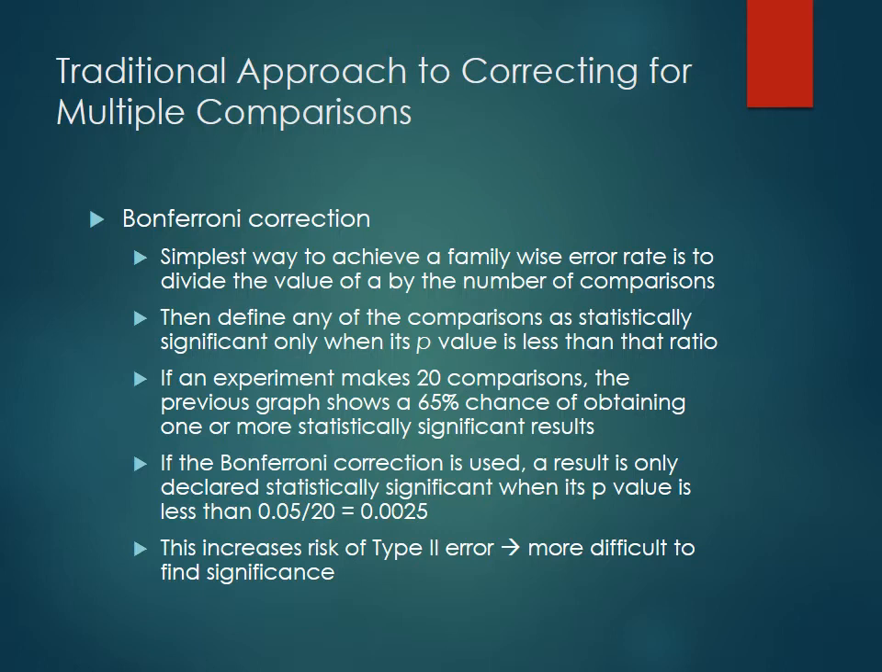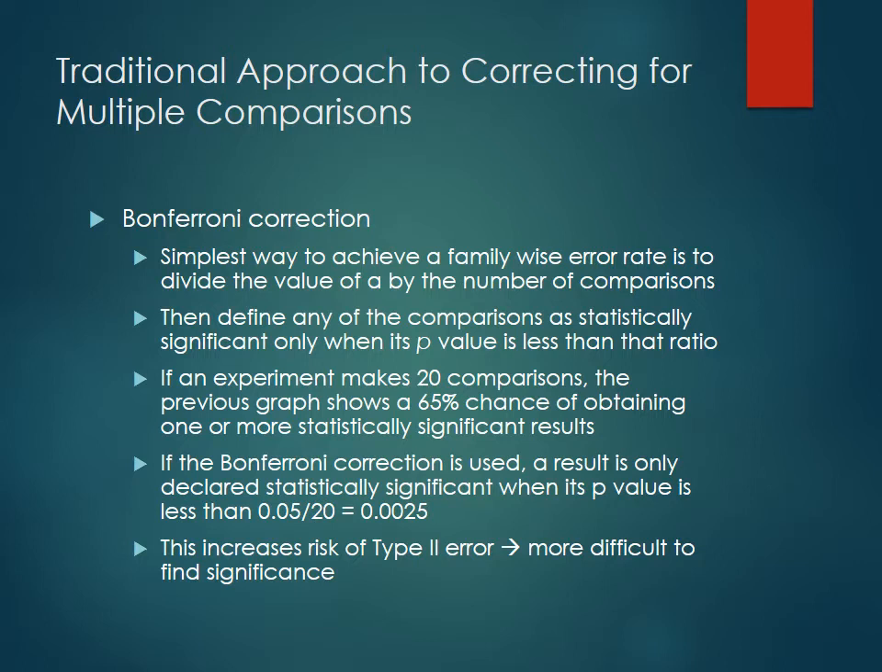And so that way you now have a new alpha level for each of those comparisons to achieve. So for instance, if you were to do 20 different comparisons for your study, and again, if you were to look at that previous graph, you'll see that that would have roughly a 65% chance of obtaining one or more statistically significant results. Well, using the Bonferroni correction, you can basically just take that 0.05 and divide it by 20. And so now you have this new alpha level of 0.0025, meaning each of those comparisons would have to achieve a p-value of less than 0.0025 in order to be statistically significant.